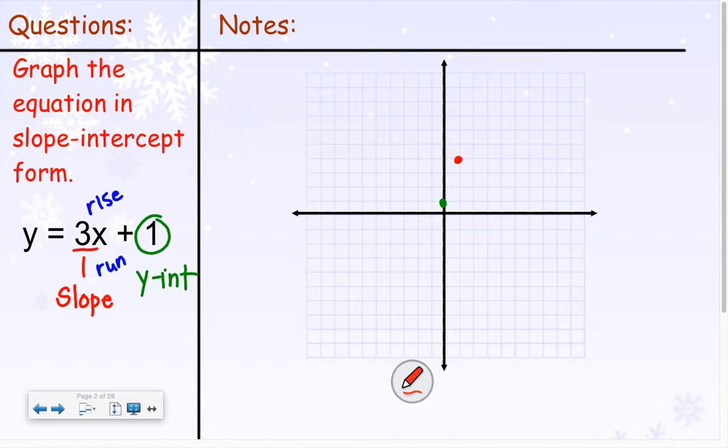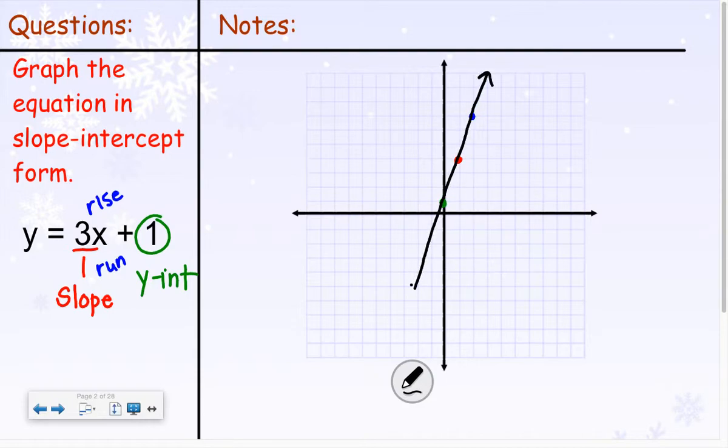If I wanted to make a third dot, I would go from my red dot. So I'm going to rise 3, so up 1, 2, 3, run 1. Then I can connect this and make a line.